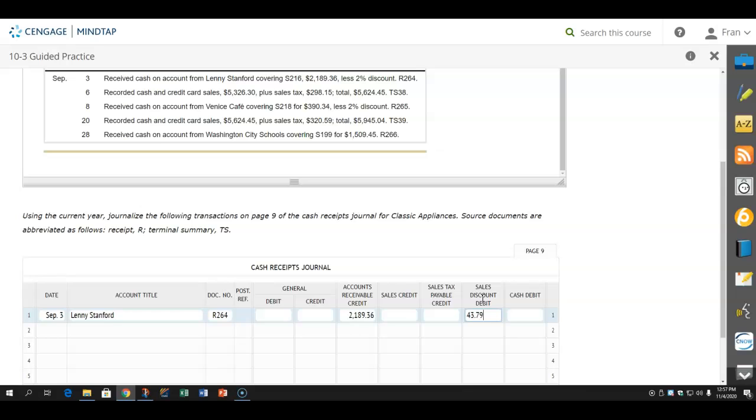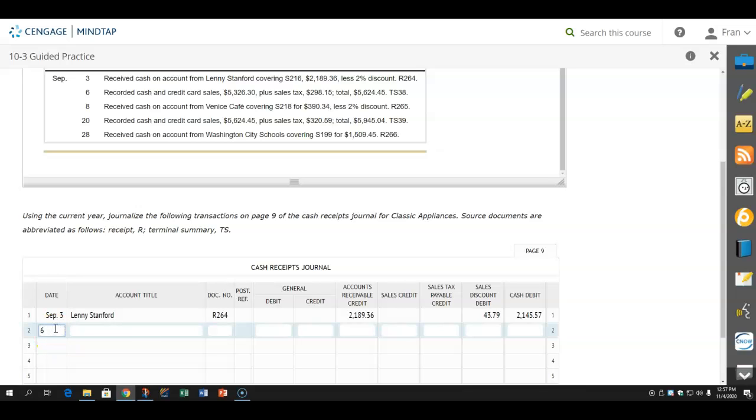Okay. All right. So if the invoice was $2,189.36 and they got a discount minus $43.79, the amount of cash that you'll be receiving is $2,145.57, because you have to subtract the discount from that accounts receivable. Okay, hopefully that makes sense. All right, we'll move on to the next one.